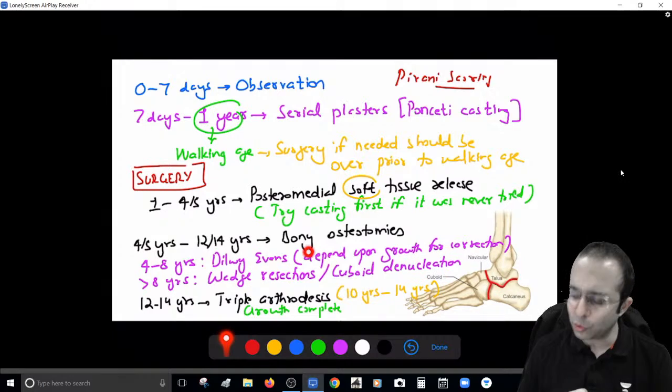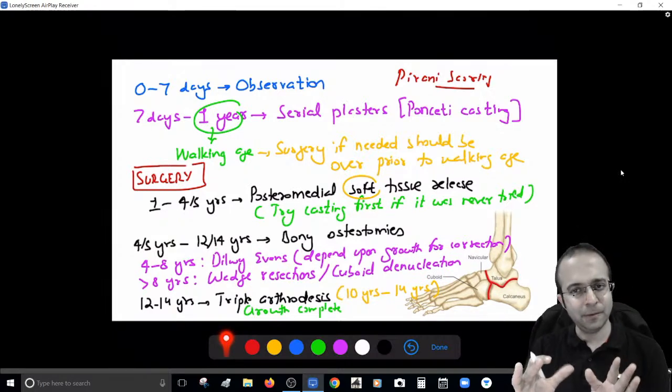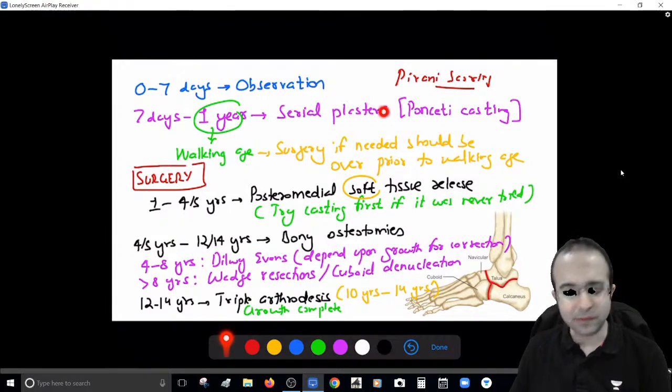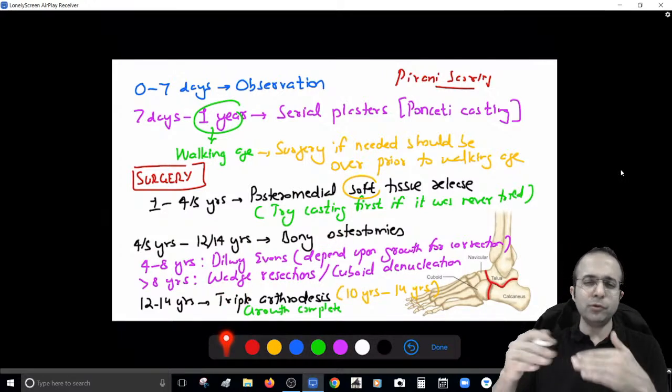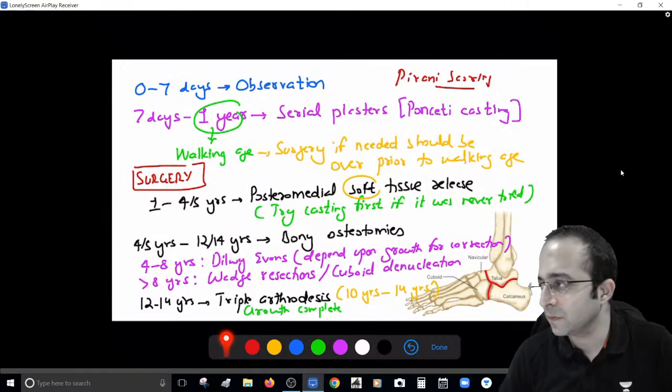So this much part is a little too complex for you, but on a general scale, first 1 year plasters, from 1 to say 4-5 years soft tissue surgeries, from 4-5 years to 10-12 years bony surgeries, and from 10-12 years onwards triple arthrodesis.